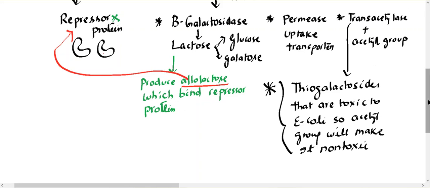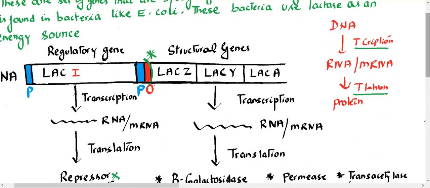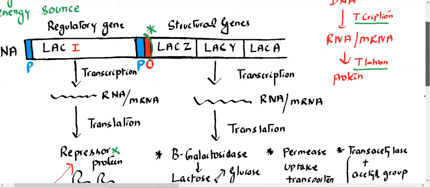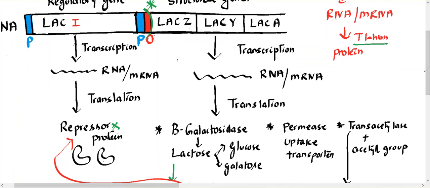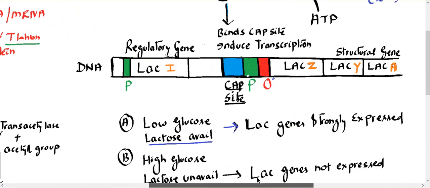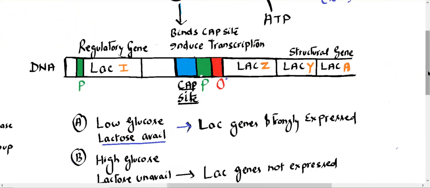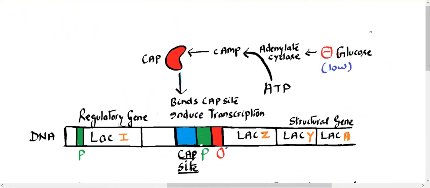coli can grow. So guys, in this image we learned what a regulatory gene is, what a structural gene is, what enzymes it produces, and how the regulatory gene regulates the structural gene, and then what the promoter and the operator sites are. And then in the next image we will be discussing the relation of catabolic activity and glucose.